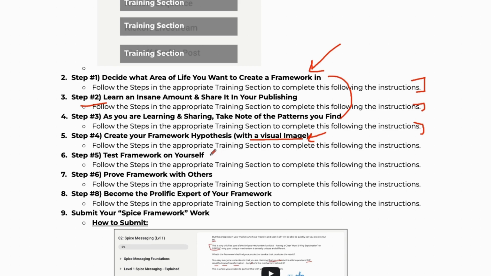Step number 5 is to test the framework on yourself. Step number 6, to prove the framework out with others. And then step number 7 is to become the prolific expert of your framework. Again, for a thousandth time, all of these specific instructions are inside of the actual training. You want to make sure that you are following them. What you're going to do with action step number 9 then is you're going to submit your spice framework work.